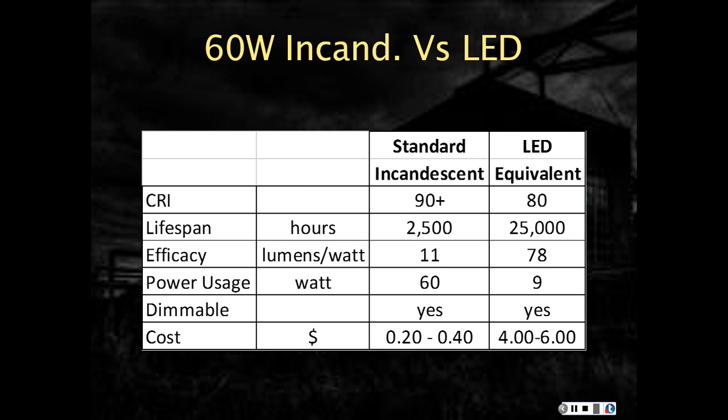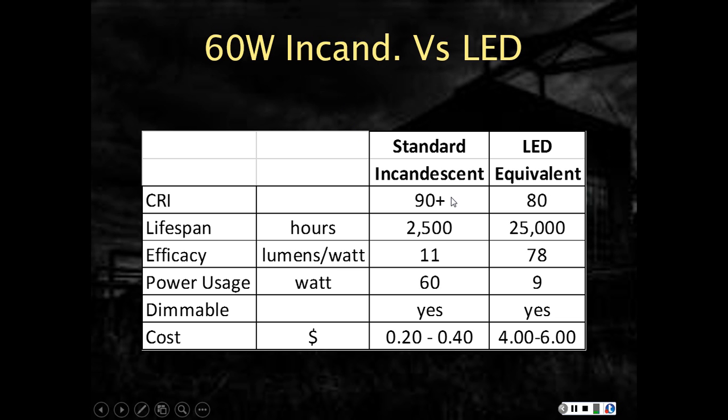What I want to do here is give you an idea of how to compare a 60 watt incandescent versus an off the shelf LED. In this first slide, we're going to look at a 60 watt incandescent and compare it versus an LED replacement for a 60 watt incandescent. And we're going to compare the following areas: color rendition index, lifespan, efficiency, power usage, whether they're dimmable or not, and the overall cost. So in the left-hand column, you see the standard incandescent.